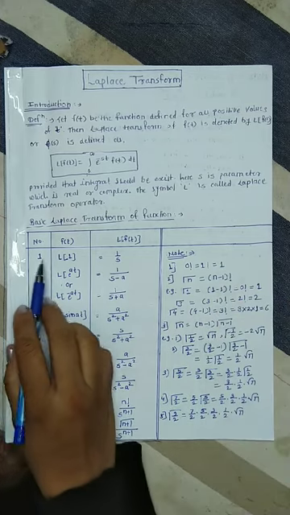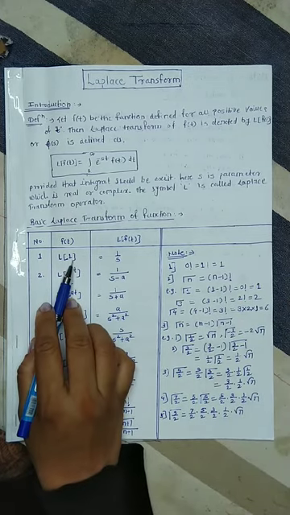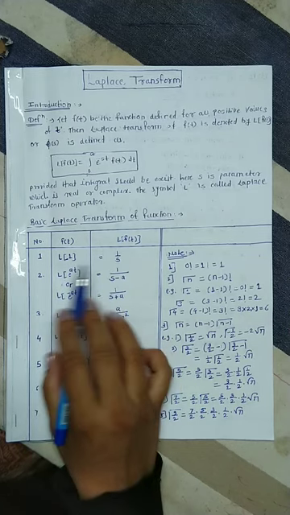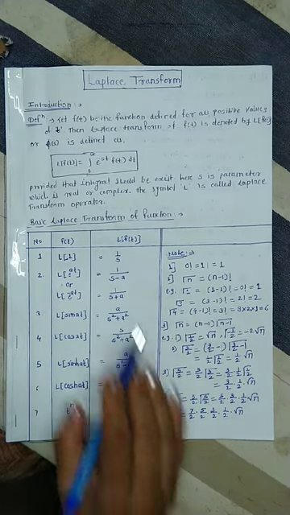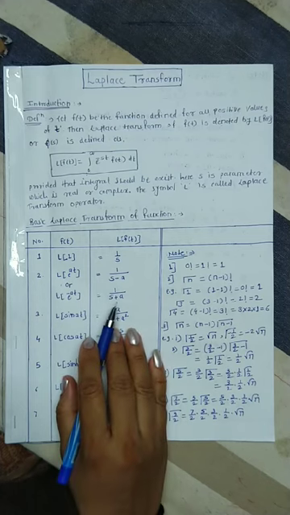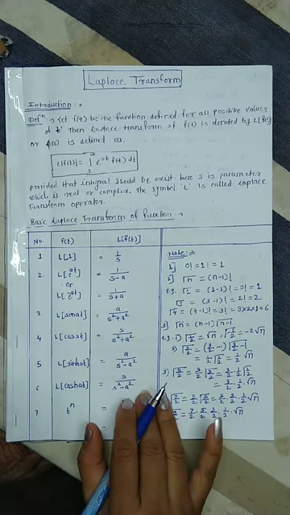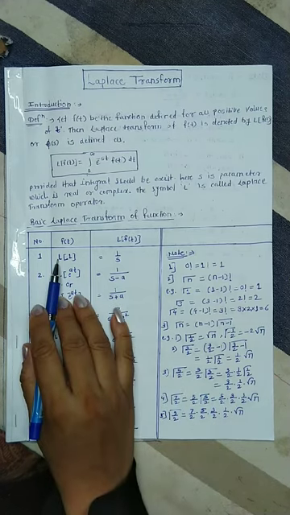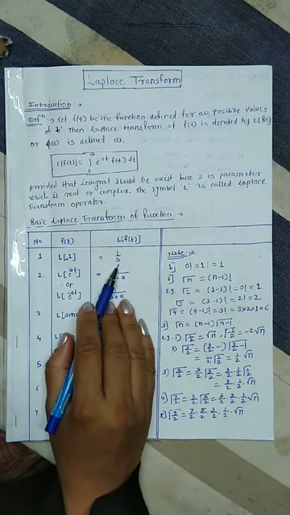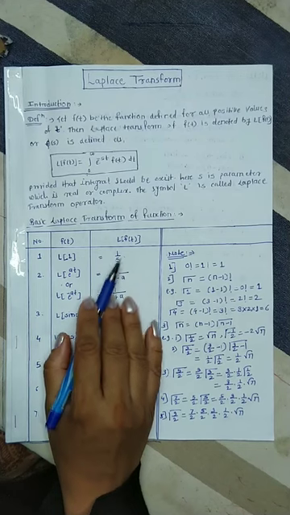Now first, number 1, Laplace of 1 is 1 by s. These are the formulae you have to mug up only. There is no proof for these formulas, you have to just mug up all these 7. L of 1, that is Laplace of 1, is equal to 1 by s.